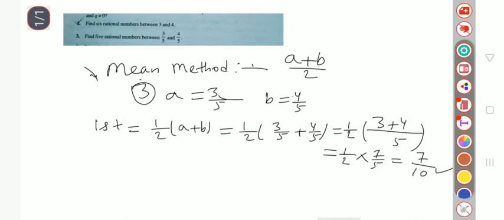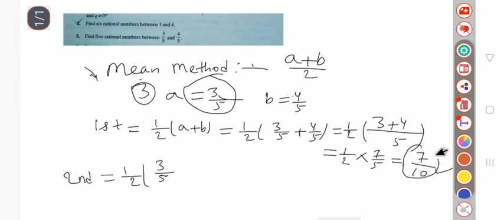Now we will use this formula for finding the second rational number. For finding the second, just use 1 by 2 (a plus b). What will we take as a? a will be just 3 upon 5. Now we can change b. We can take b as 7 upon 10, which we got as the first rational number. So just put b as 7 upon 10.